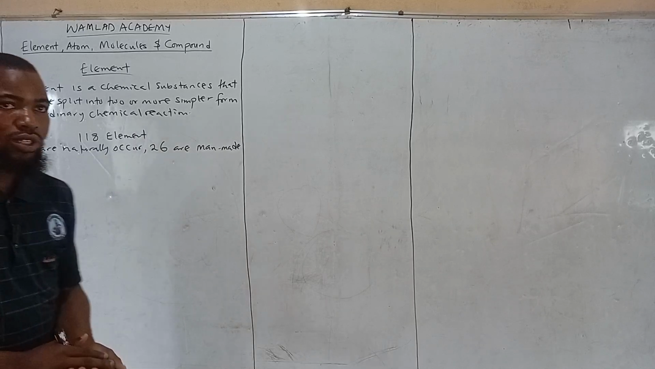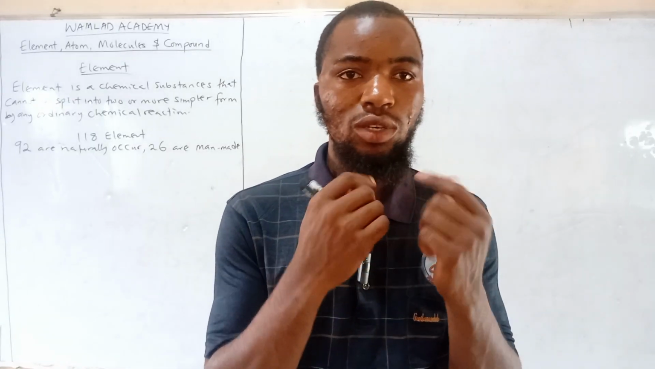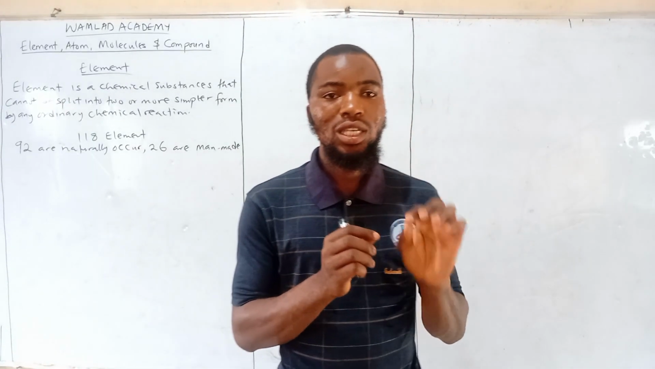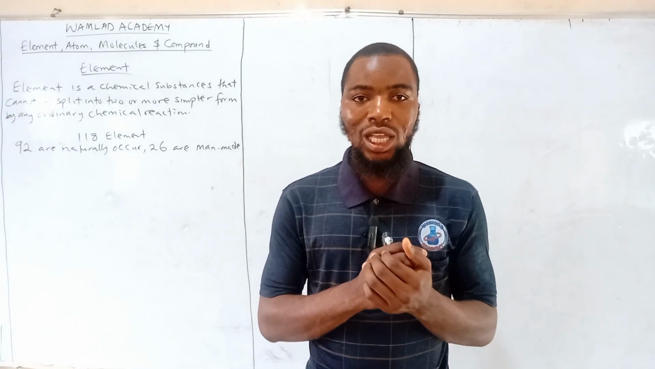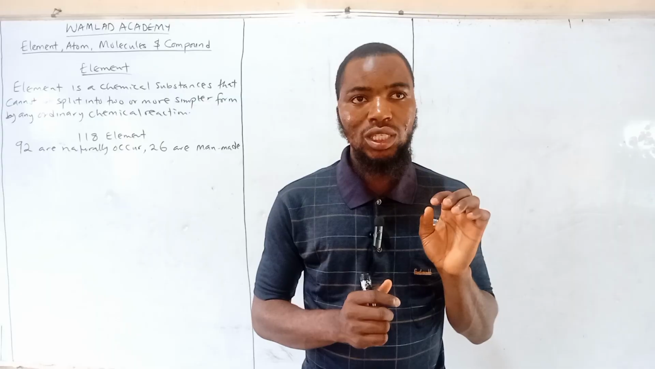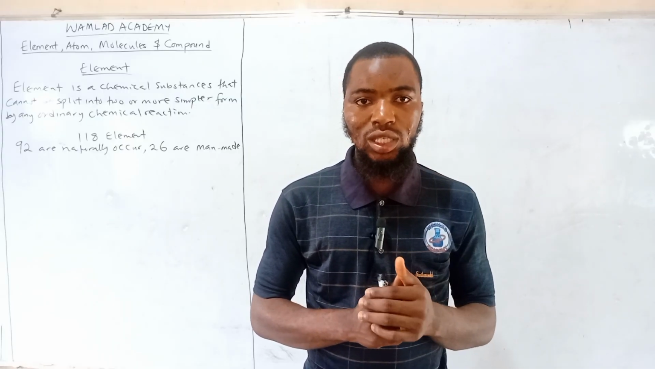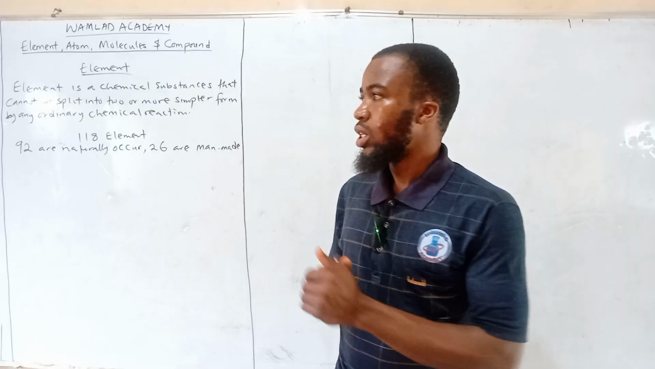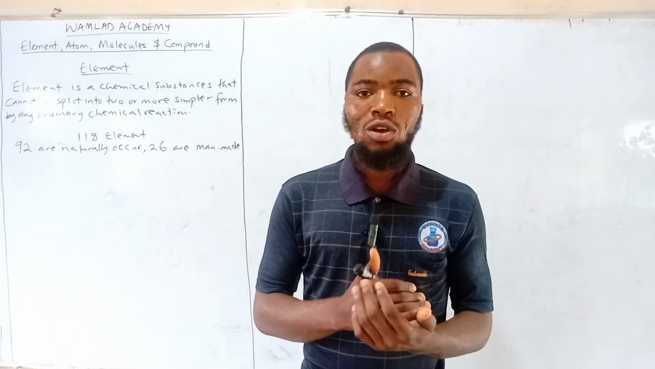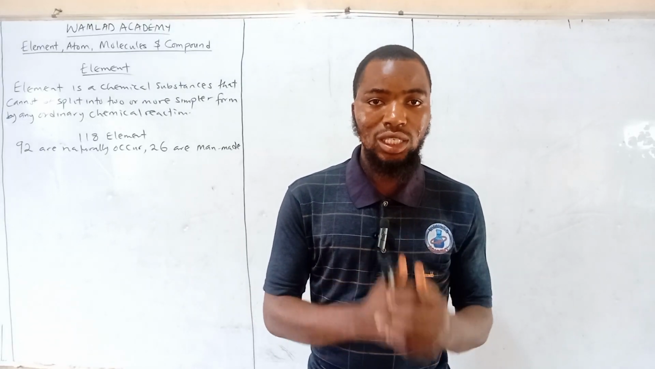And if you don't forget, when we were talking about matter, we said that matter has classes and it has states. Among the classes of matter, that's where you have element, compound, and mixture. And when I talk about the states of matter, we have gas, liquid, and solid. At room temperature, some of these 118 elements exist as solid, some as liquid, and some as gaseous.